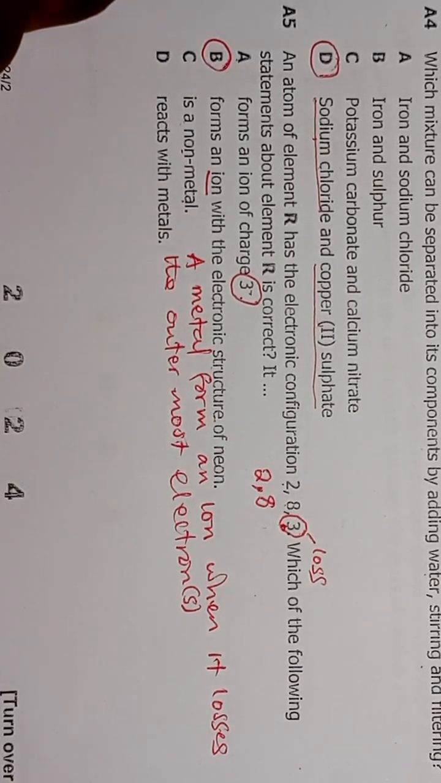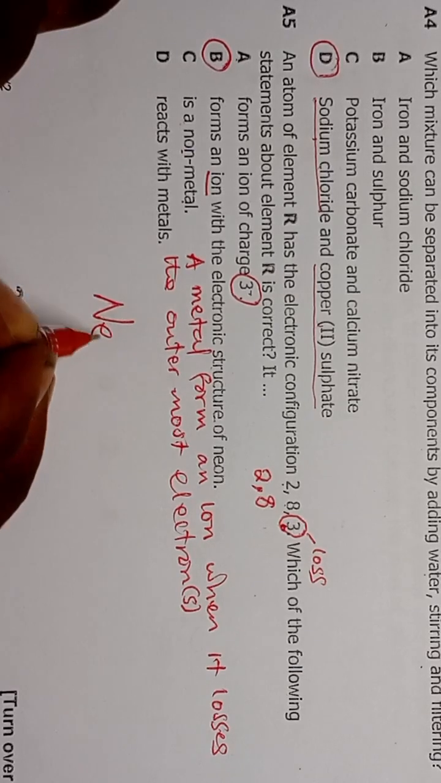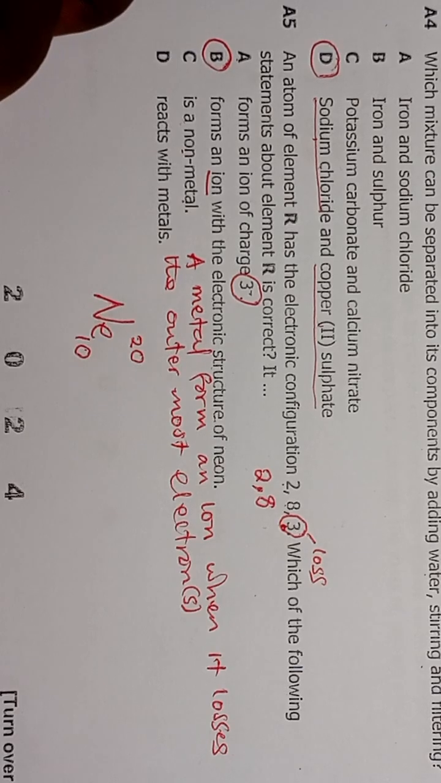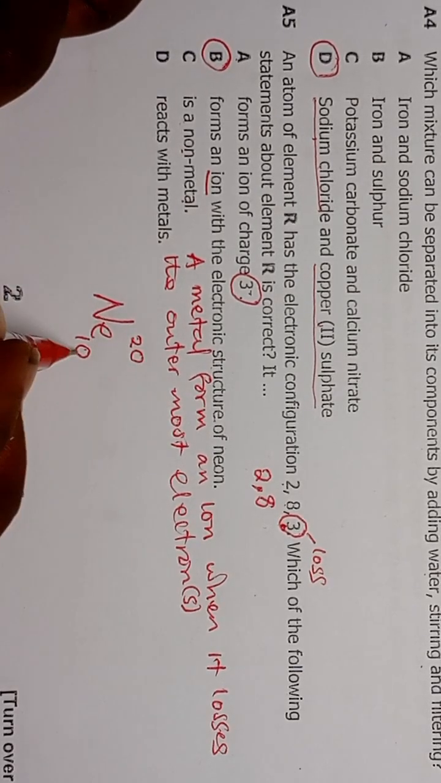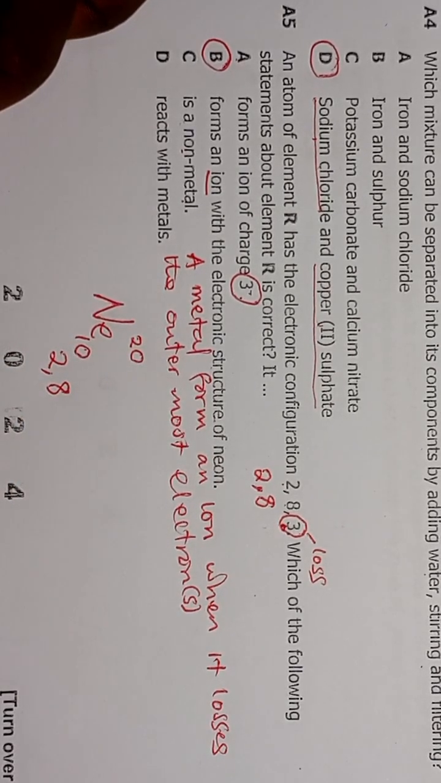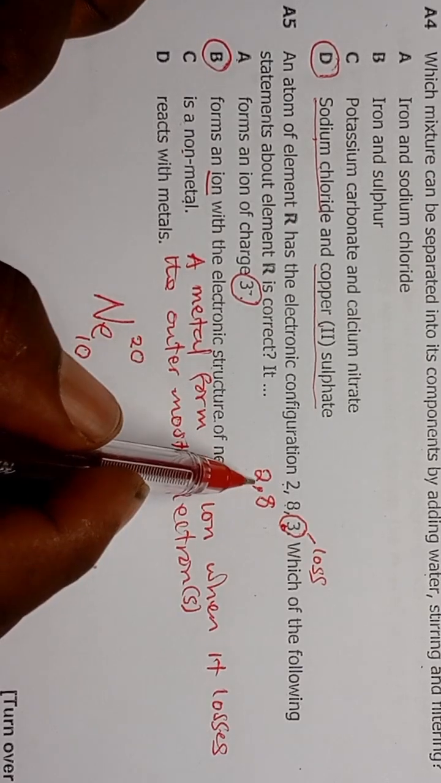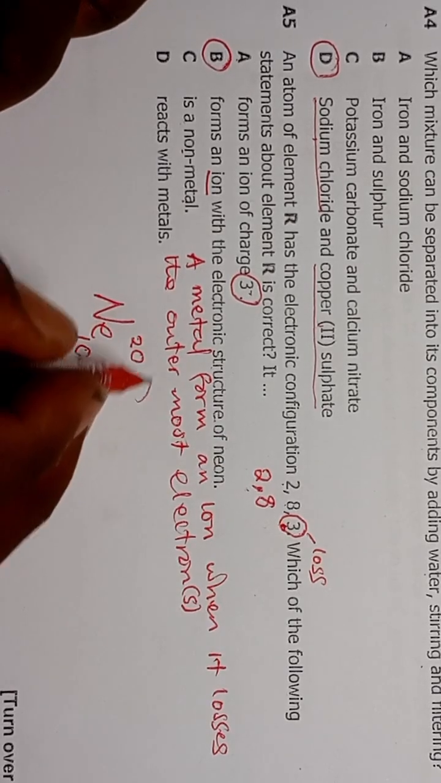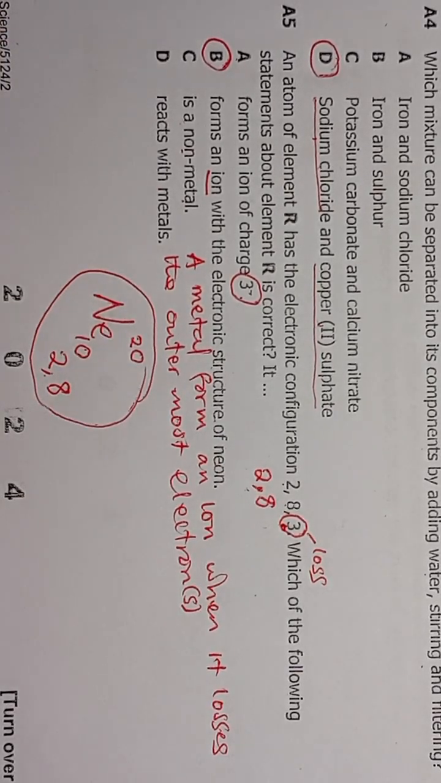Let us look at neon. Neon has 20 there, 10 there. So let us write the electronic configuration of neon. The first shell has 2 electrons, then the last shell has 8 electrons, which is the same as the ion of aluminium. So that is the answer for question B. It forms an ion with the electronic structure of neon.